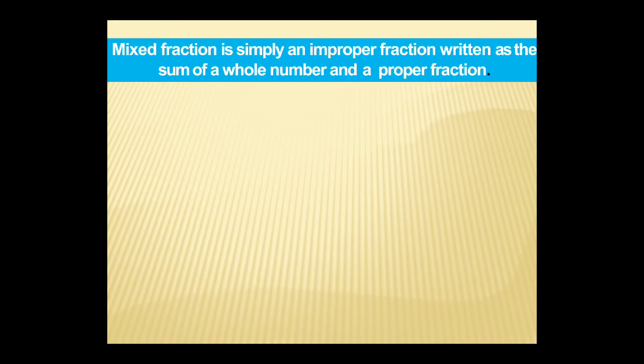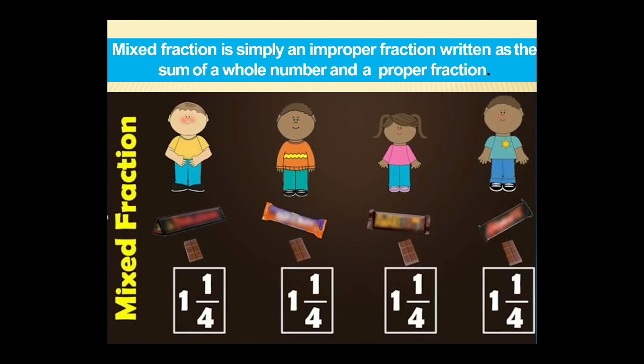Mixed fraction. A mixed fraction is simply an improper fraction written as the sum of a whole number and a proper fraction. Here, in mixed fractions, you can see 1 complete and 1/4 part of the second chocolate. When we have something whole plus a part of some other, then we form a mixed fraction.